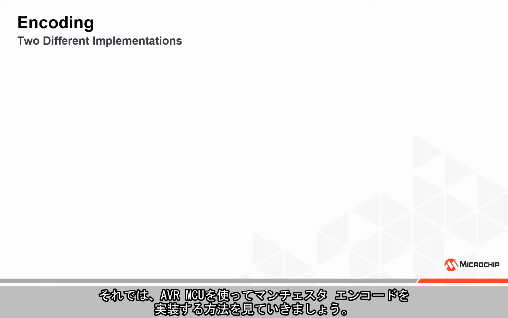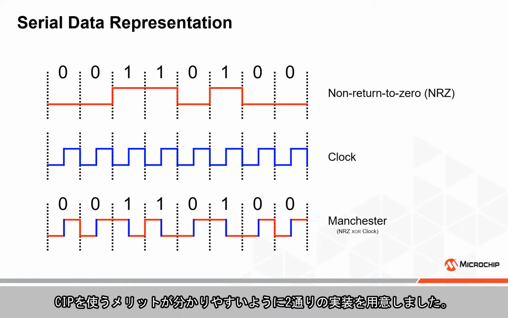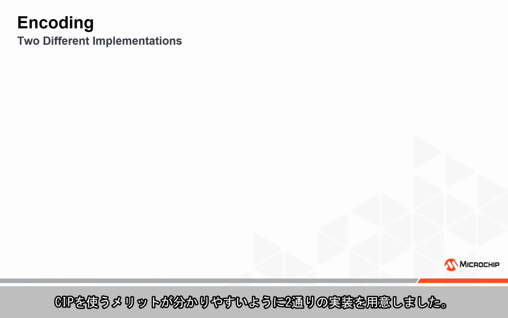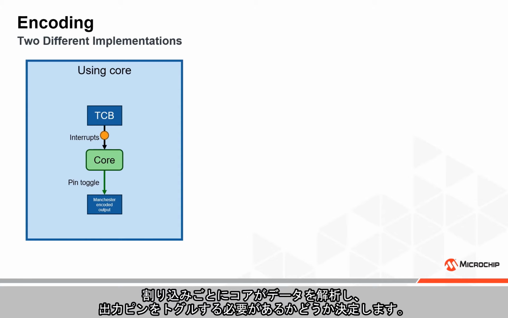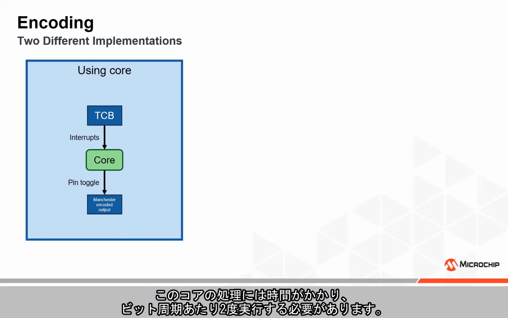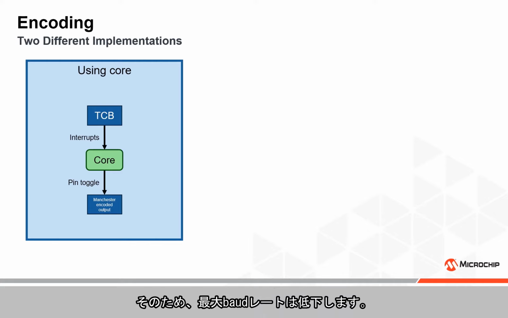Let us now take a look at how we can implement Manchester encoding using the AVR microcontrollers. We have made two different implementations to illustrate how much can be gained from using the core-independent peripherals. The first and most straightforward implementation uses a timer counter B peripheral to generate periodic interrupts. Each time an interrupt is triggered, the core analyzes the data to be sent and determines whether or not we should toggle the output pin. This core processing takes some time and must be conducted twice for each bit period. This reduces the maximum supported baud rate.